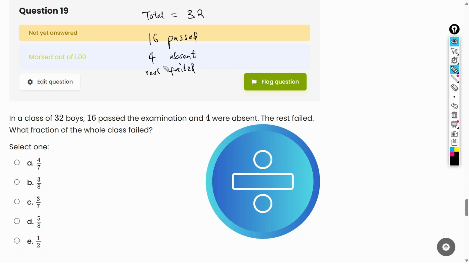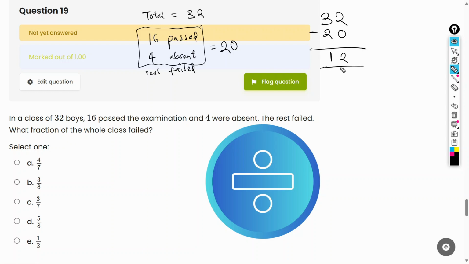So to find the rest, we need to find out what is left after removing 16 and 4 from the 32 of them. So we start by adding 16 and 4. We add 16 and 4, that's 20 people. So what's left of 20 in 32? That's 32 minus 20. 2 minus 0 is 2. 3 minus 2 is 1. So 12 people failed. That's 12 out of 32 people failed.